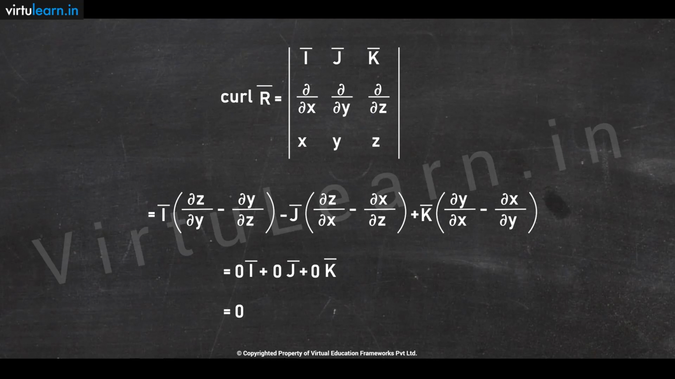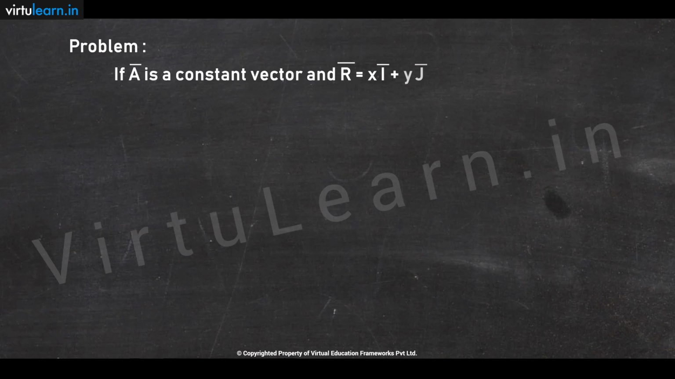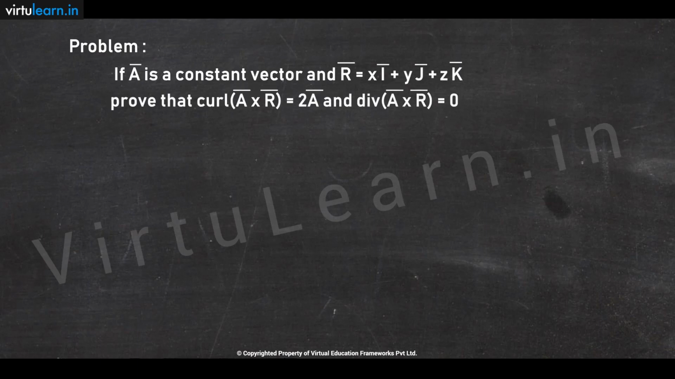Let's discuss one more problem. If a bar is a constant vector and R bar is equal to xi bar plus yj bar plus zk bar, prove that curl of a bar cross R bar is equal to 2a bar and divergence of a bar cross R bar is equal to 0.